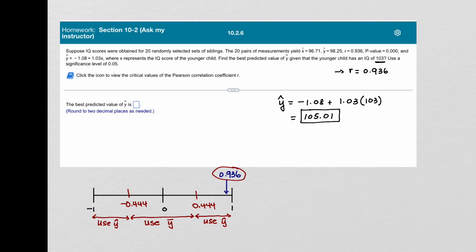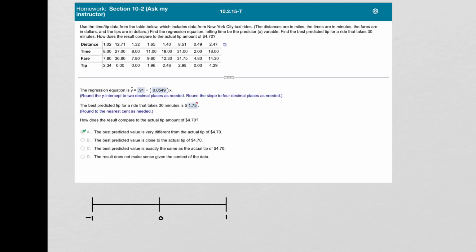So the line is a good representation of what's going on with this data set. Now let's look at a case that is different from this. Okay, so in this problem, it says to use the time and tip data from the table below that includes data from New York City taxi rides. And we want to find the best predicted tip for a ride that takes 30 minutes.